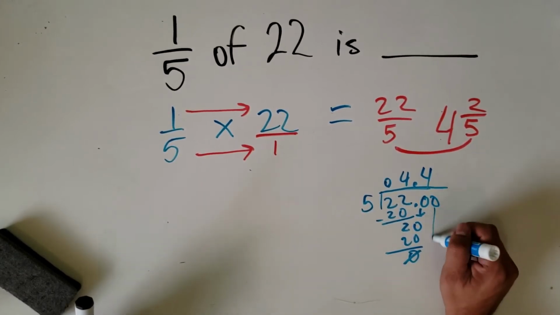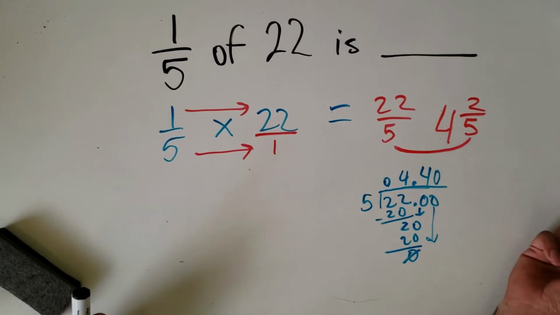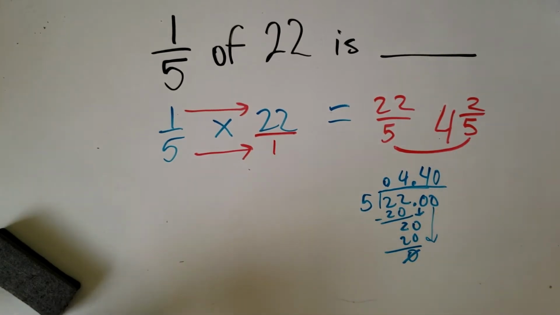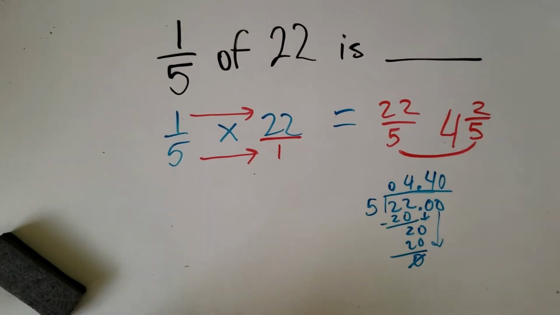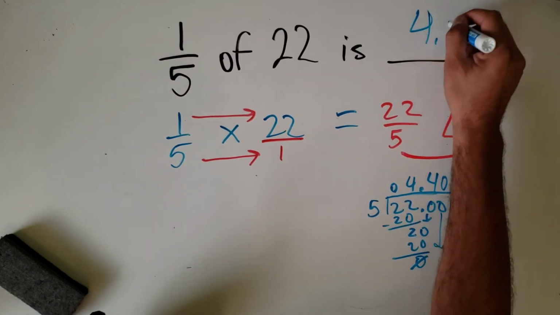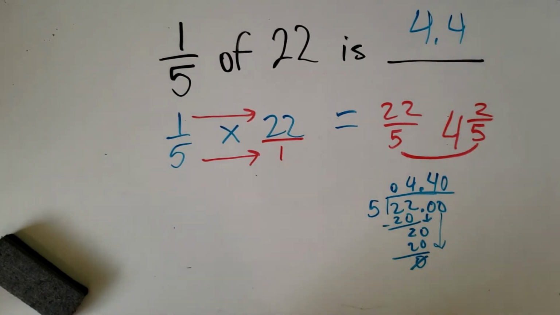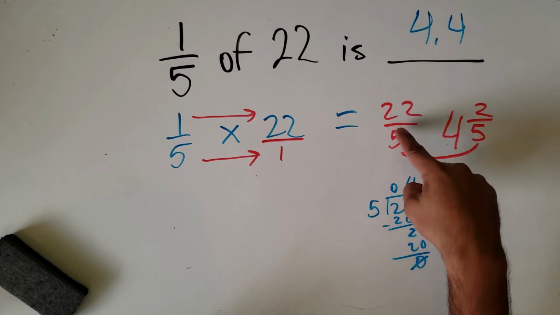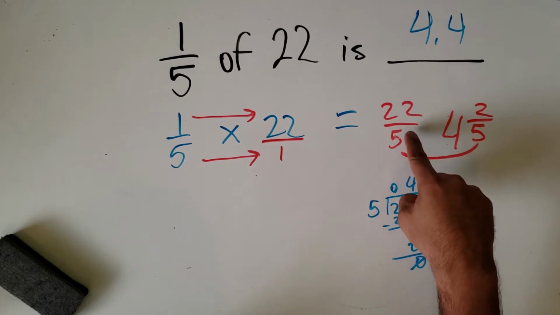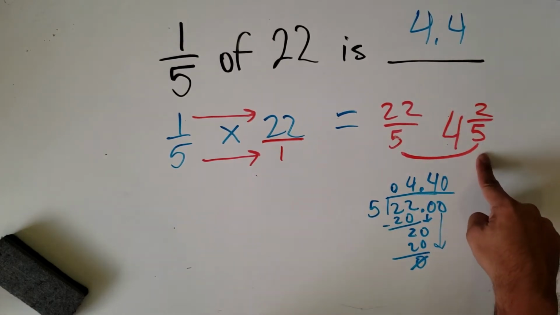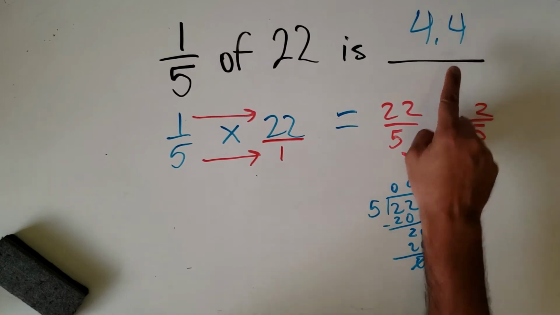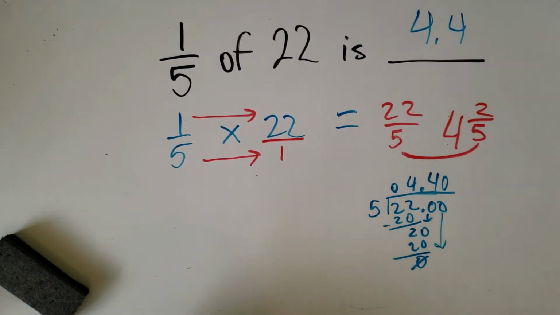Okay? We don't really have to drop this one because we're just going to get another 0 forever and ever. Okay, so you could put 4.40 or 4.4. Both of those are the right answer. Okay? Actually, all 3 of these. That's the answer. 22 over 5 is the answer. 4 2/5 is the answer, and 4.4 is the answer. They're all the same. All right, so that's one way of solving it.